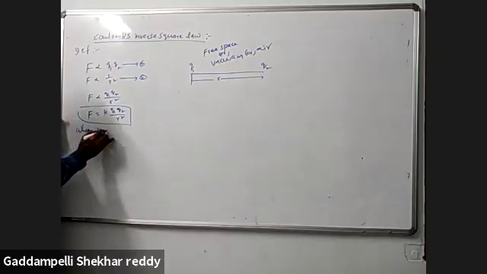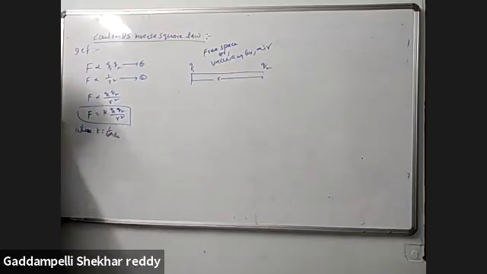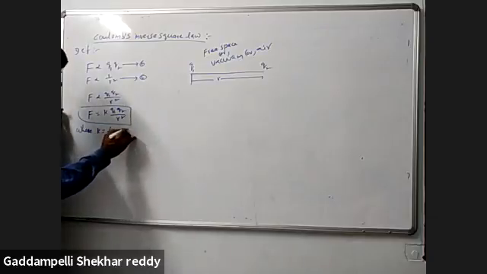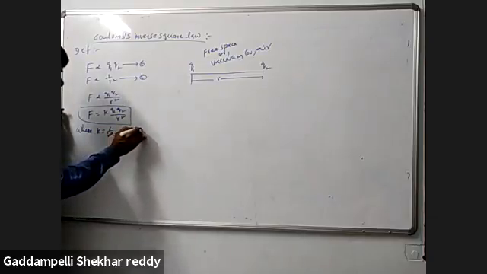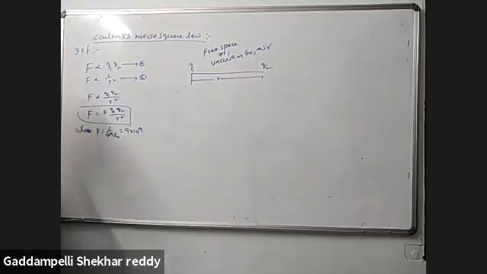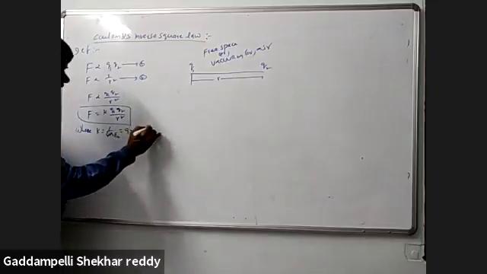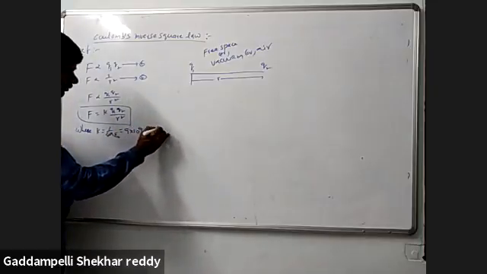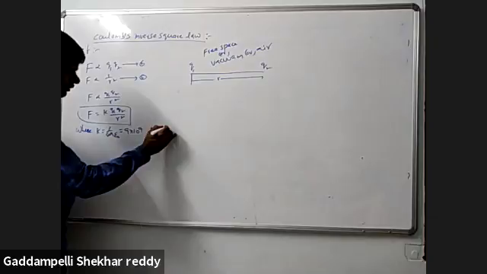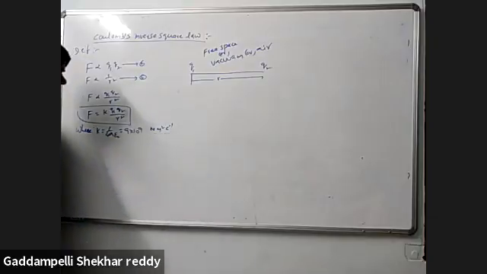Where K is equal to 1 by 4 pi epsilon naught, that is equal to 9 into 10 power 9. That is the K value. From F = K Q1 Q2 by R square, the units of K are Newton meter square Coulomb inverse.